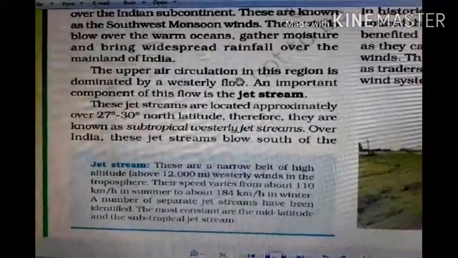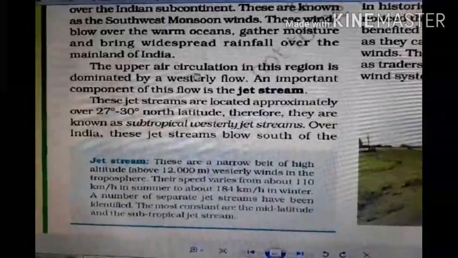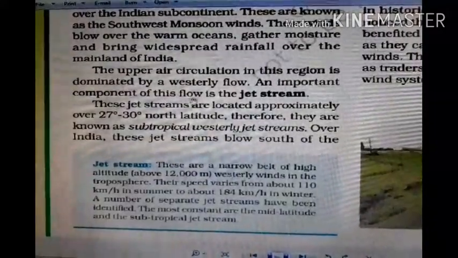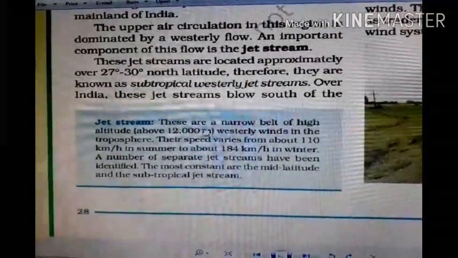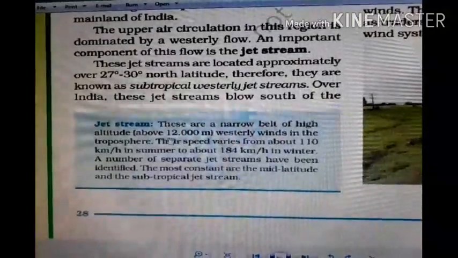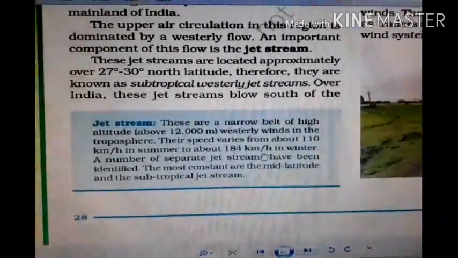The upper air circulation in this region is dominated by the westerly flow. An important component of this flow is the jet stream. The most important factor is the jet stream. What is a jet stream? These are a narrow belt of high altitude westerly winds, about 12 kilometers up in the troposphere. Their speed varies from 110 km per hour in summer to 184 km per hour in winter.